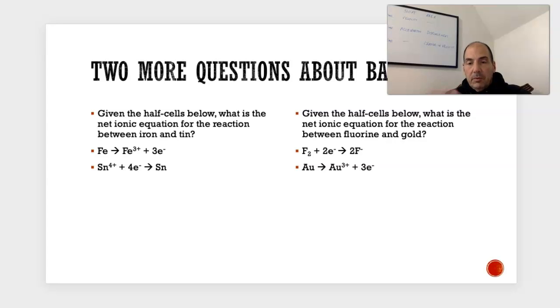Alright, so let's go over that balancing of half cells. Just throw out a couple quick ones. Okay, so balance these two half cells. So on the left, we have an iron oxidation half cell and a tin 4 reduction half cell. And on the right, we have a fluorine reduction half cell and a gold oxidation half cell.